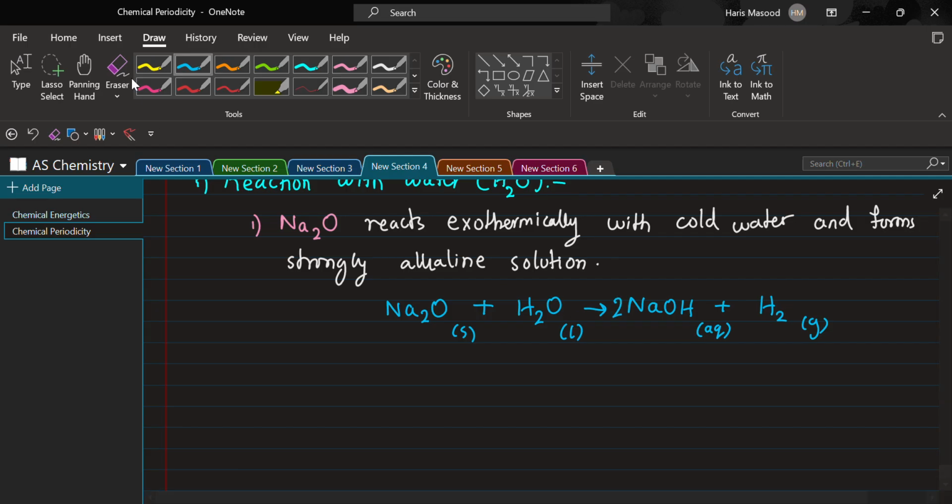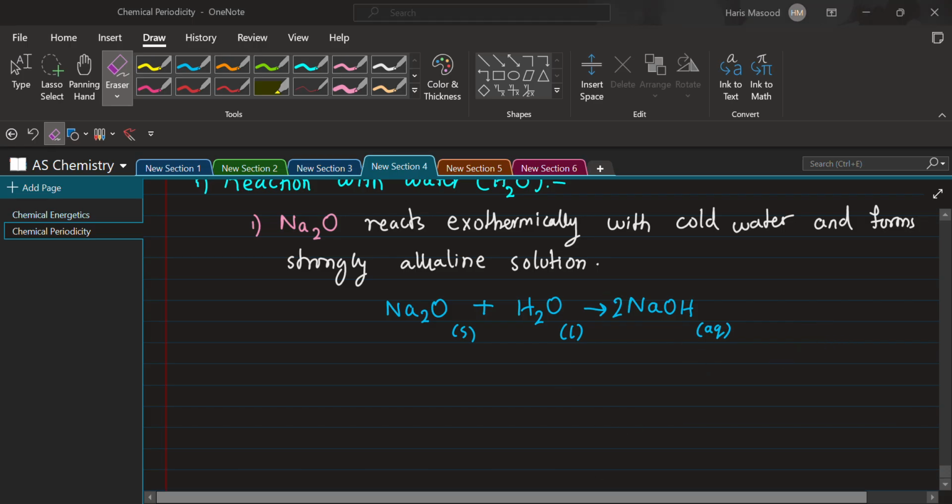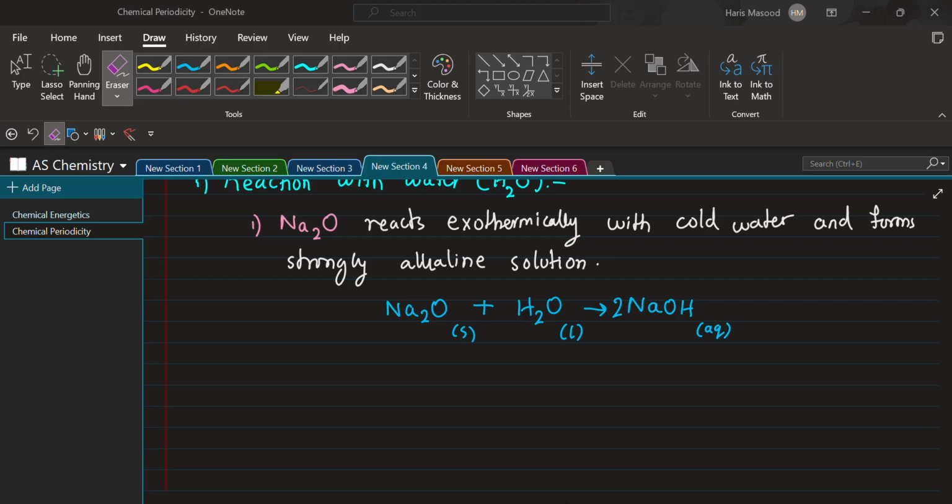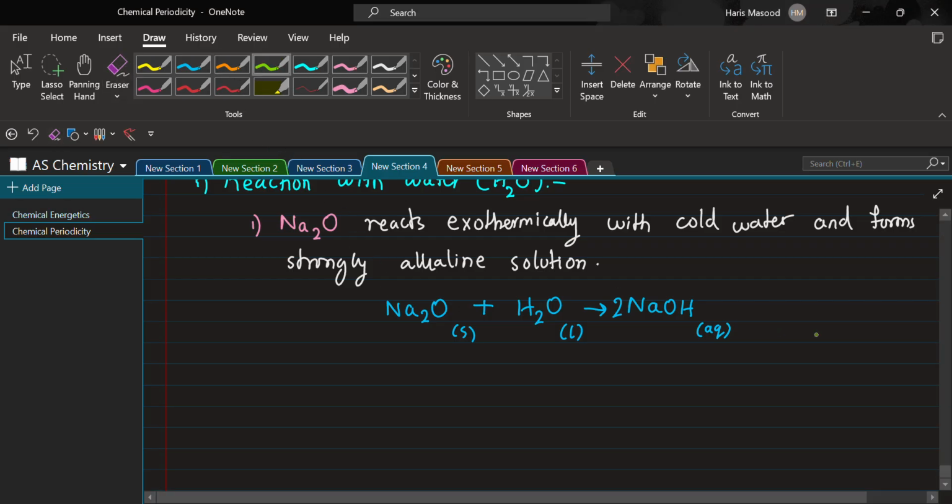Oh, sorry, there will be no hydrogen gas because all the hydroxide ions will be consumed, and again it will form the water, but we won't be writing that. Okay, the pH of the solution will increase to 13.